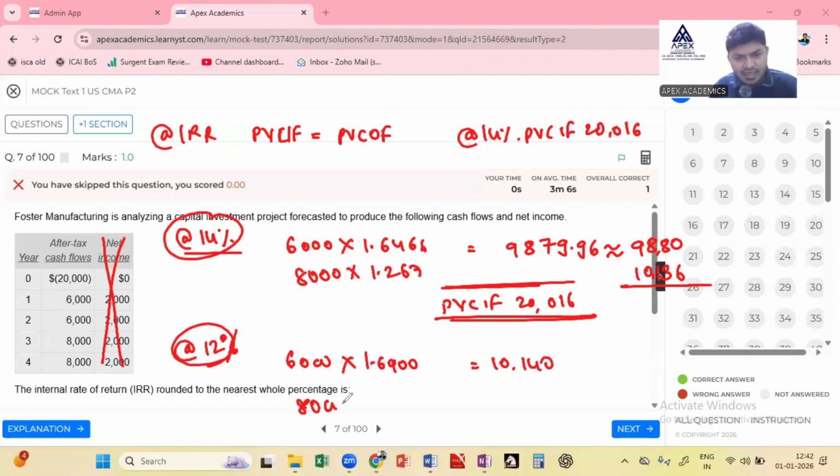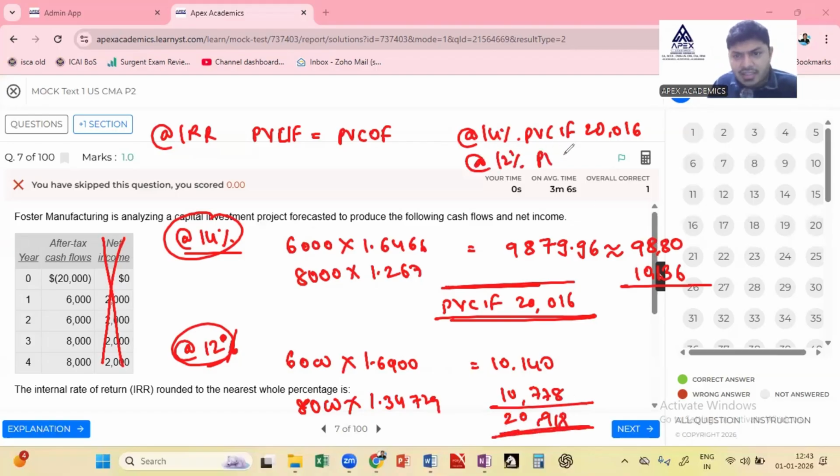Next, I will take 8,000 and I will multiply it by the annuity factor of 12% for the third year and the fourth year. So 1 divided by 1.12 is equal to first year, is equal to second year, is equal to third year M plus, is equal to fourth year M plus. MRC, I get 1.347298326119. I am writing over here on the screen 1.34729. With the whole number I am multiplying by 8,000. My answer comes 10,778. The total of this comes to 20,918. At 12%, what is my present value of cash inflow?